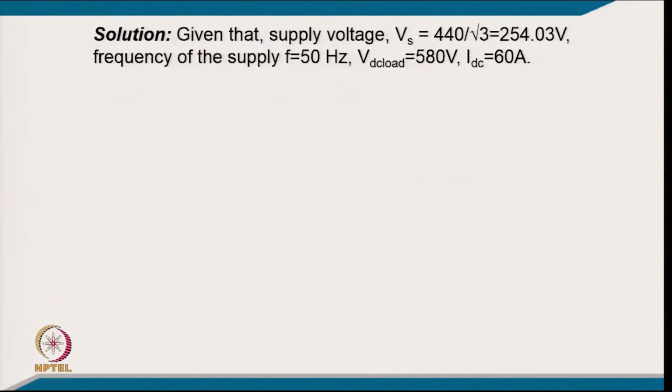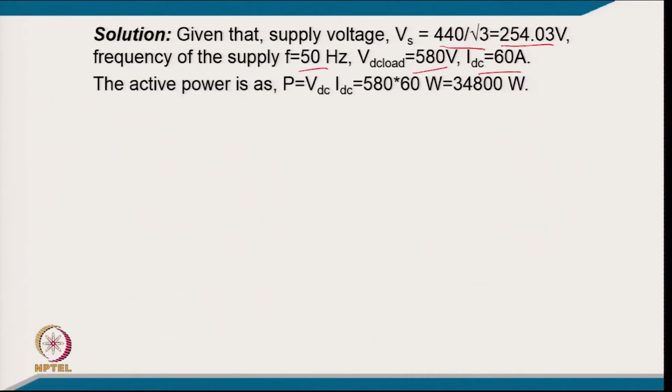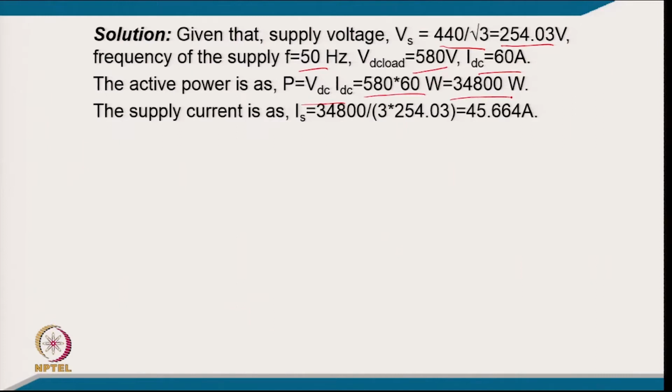So, coming to a numerical solution of this problem, given that the supply voltage of 440 volt line divided by root 3, phase voltage RMS 254.03 volt and frequency of supply 50 hertz, and the DC load voltage is 580 volt, and IDC, that is the DC link current, is 60 ampere. So, the active power is P equal to VDC IDC. So, this is 580 into 60 watt. So, this comes to 34,800 watt.